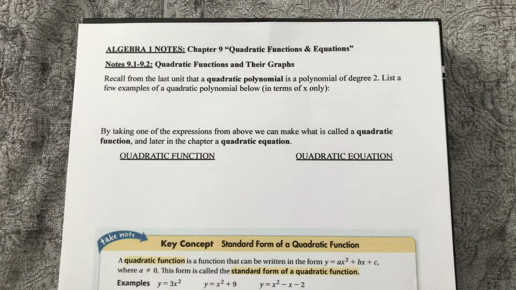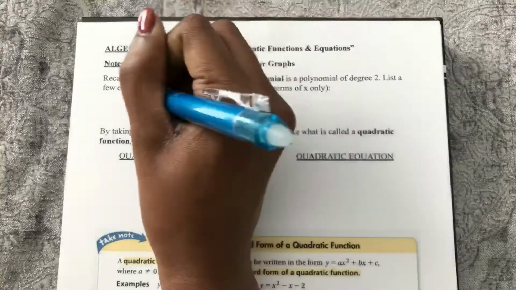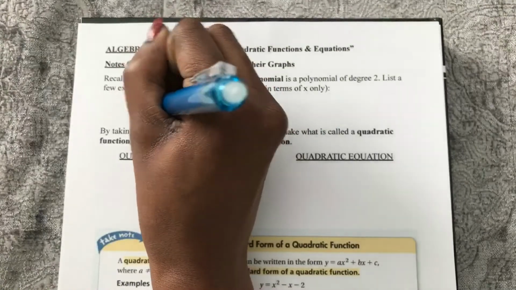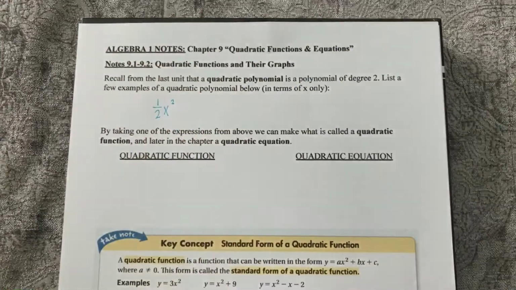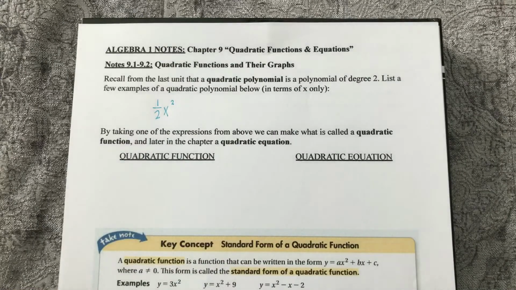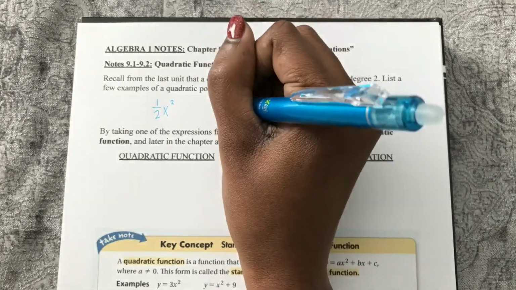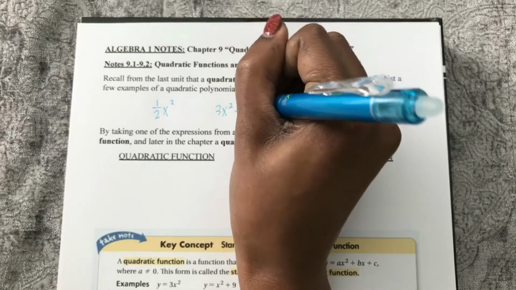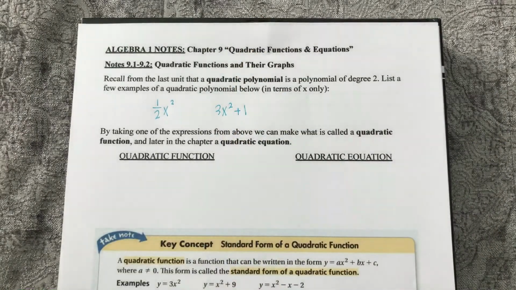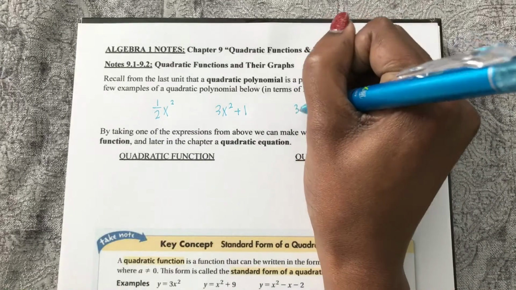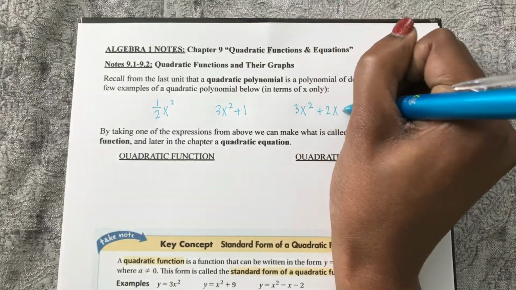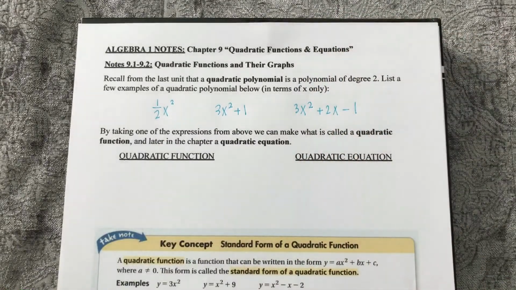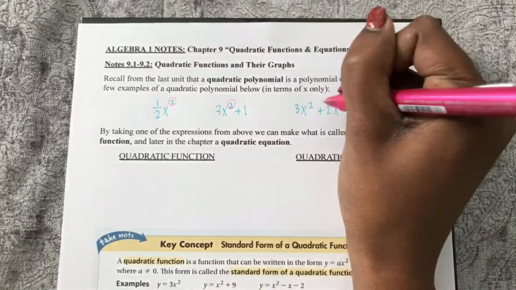So for example, I could write a monomial that's quadratic, like 1/2 x squared. I could write a binomial that's quadratic, like 3x squared plus 1. Or I could even write a trinomial that is a quadratic, like 3x squared plus 2x minus 1. Those are all quadratic because their highest degree is 2.